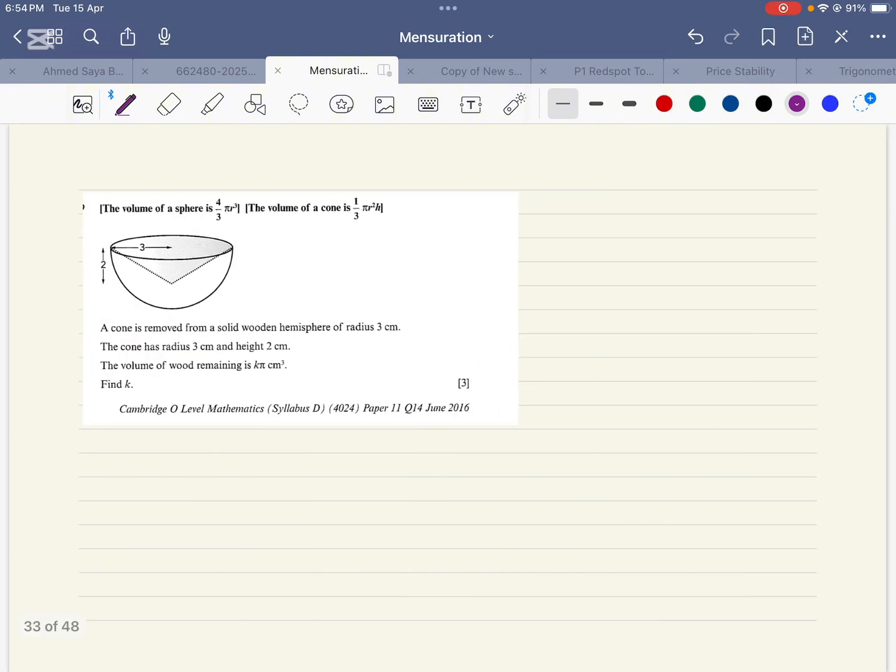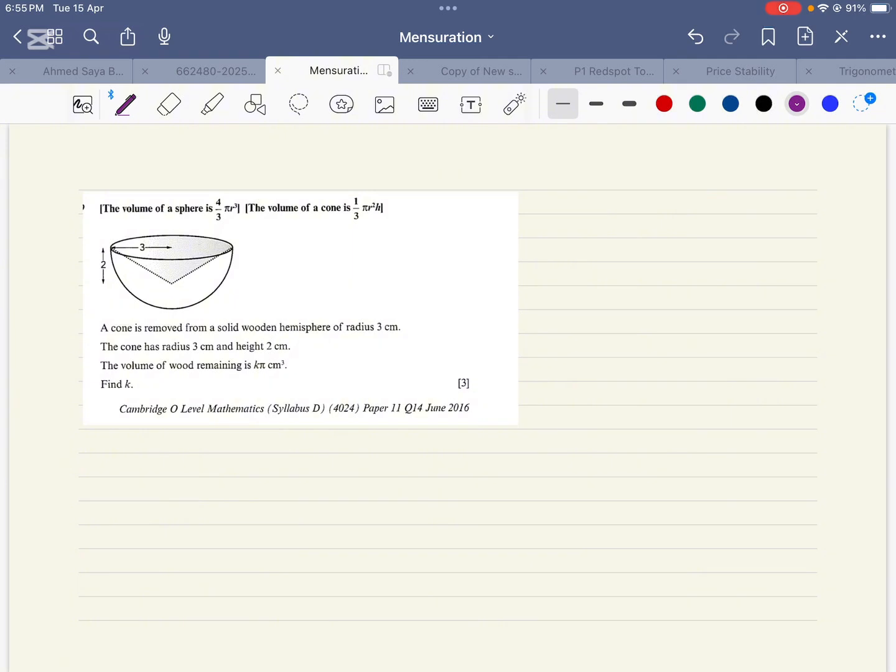Let's move on to the next question. It says a cone is removed from a solid wooden hemisphere of radius 3. The cone's radius is 3 and height is 2 centimeter. Volume of the wood remaining is K pi centimeter cube. Find the value of K.